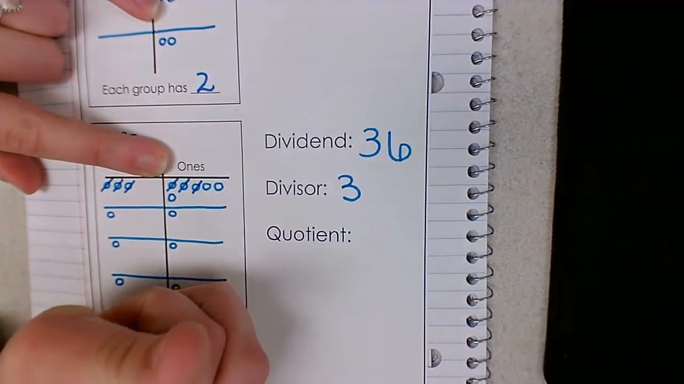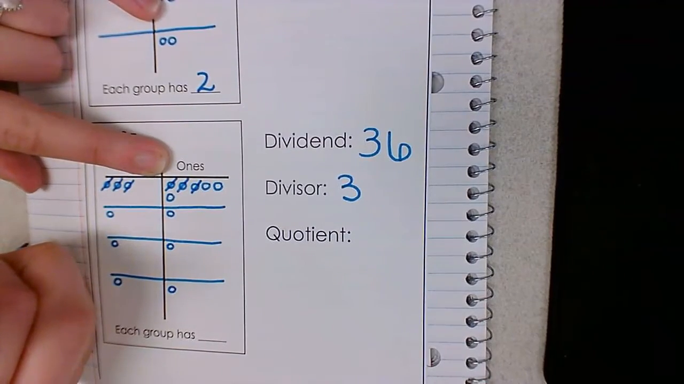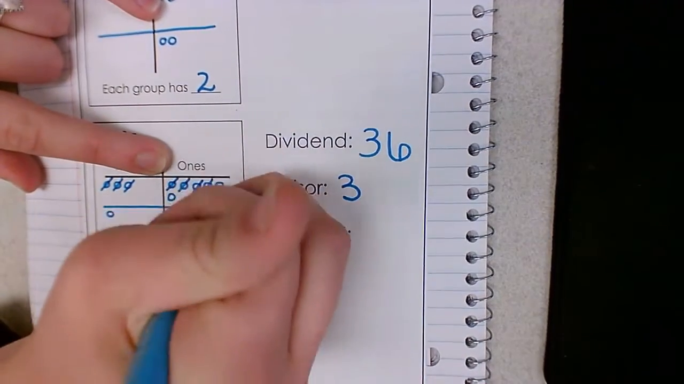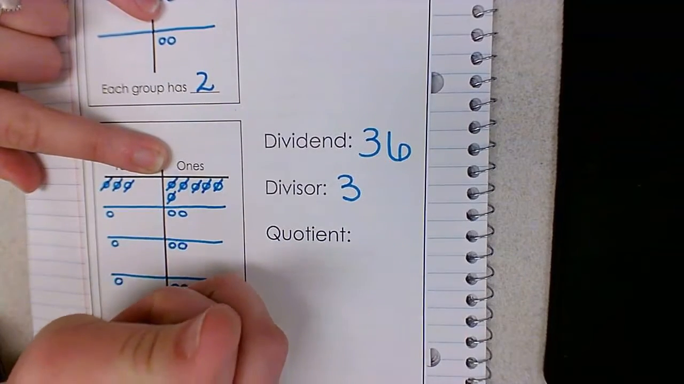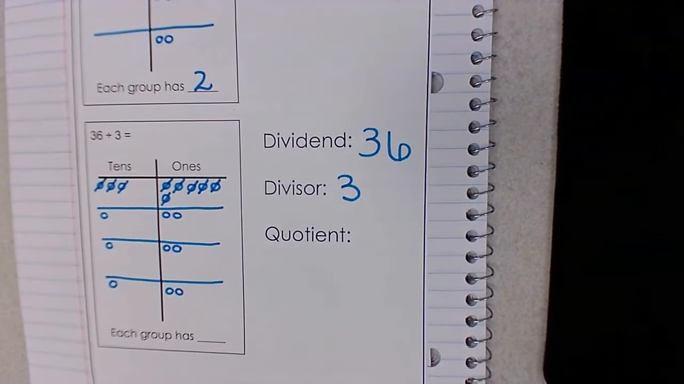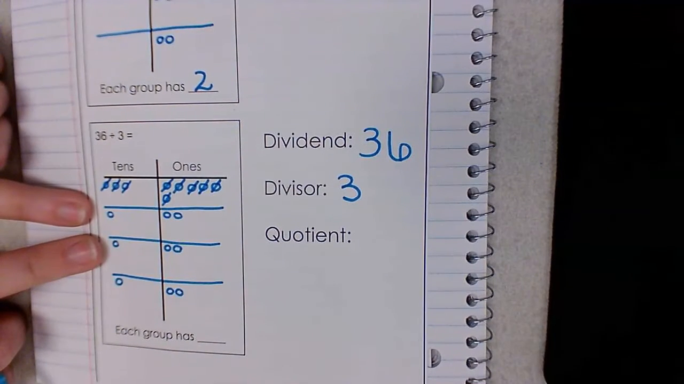I'm going to make sure I have enough to do it again. 1, 2, 3. Since I can't break it up anymore, I found my quotient, which is how many is in each group.